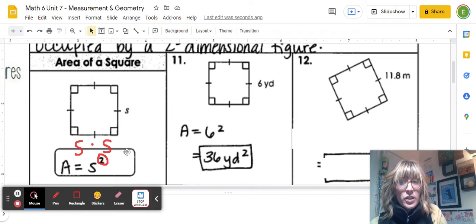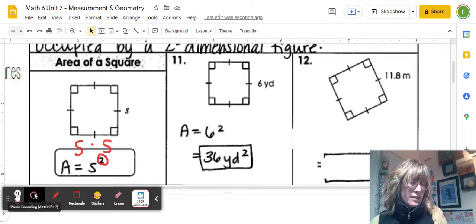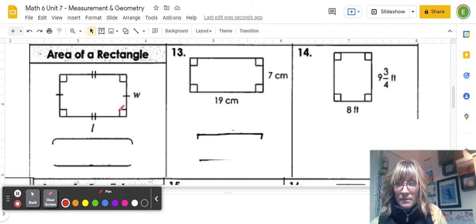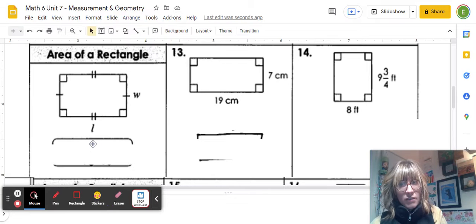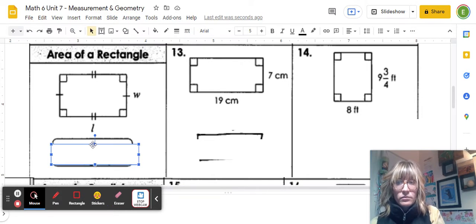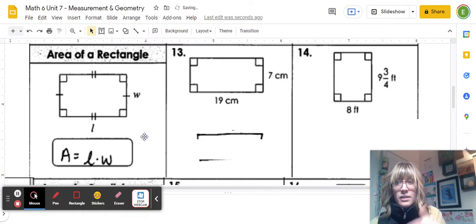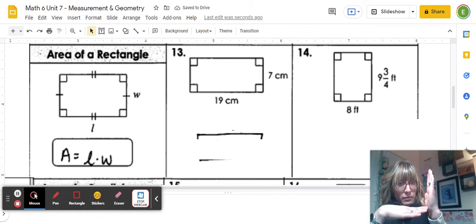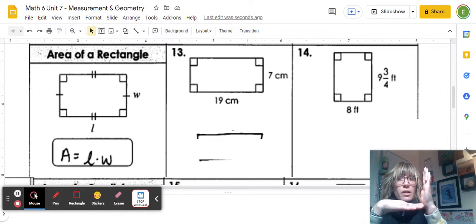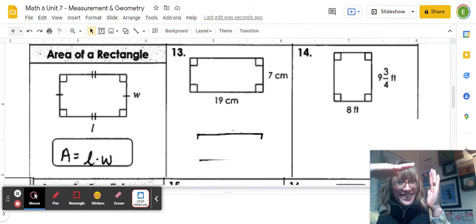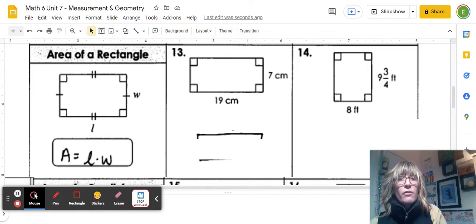Same thing will be true over here. You can do it with decimals this time instead of just whole numbers. Area of a rectangle, real similar, right? Area of a rectangle, we can find by doing the length times the width. So we have two of the same: a length that's duplicated on top of itself, and a width too. So to find the area, we can simply multiply the length by the width.